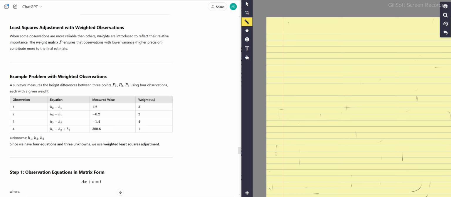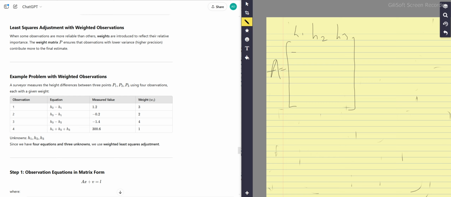A surveyor measures the height between 3 points. So those 3 points are given to us, and we are to do a kind of adjustment on it. Now, for every equation, don't forget there's always a matrix. So since we have 3 points, we just say H1, H2, H3. So let's do it now.